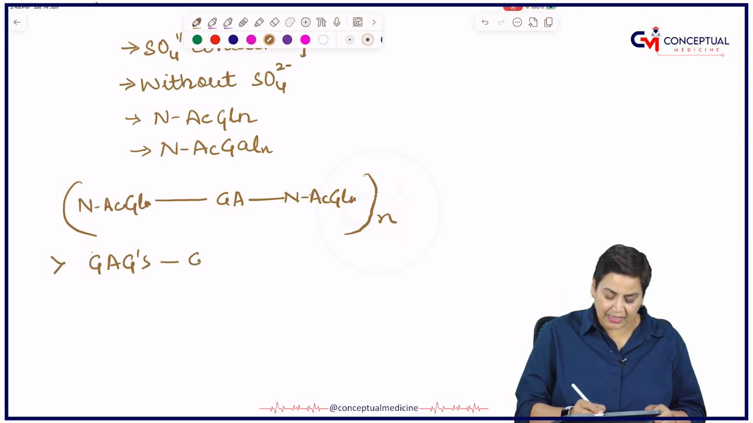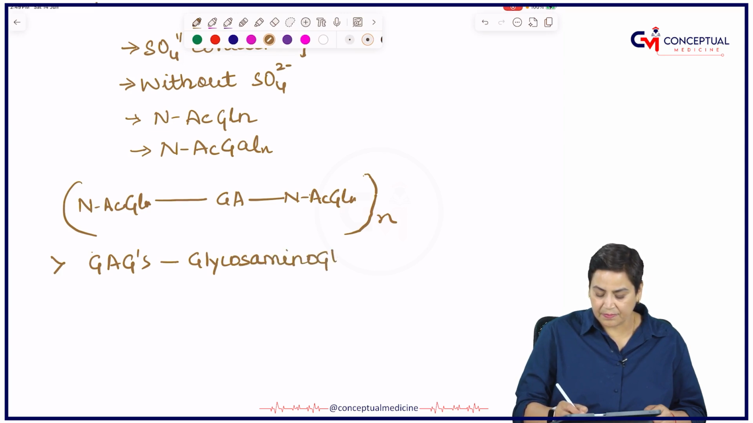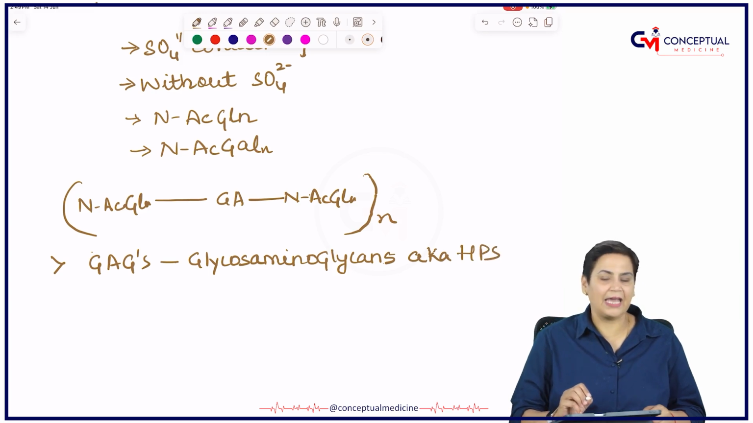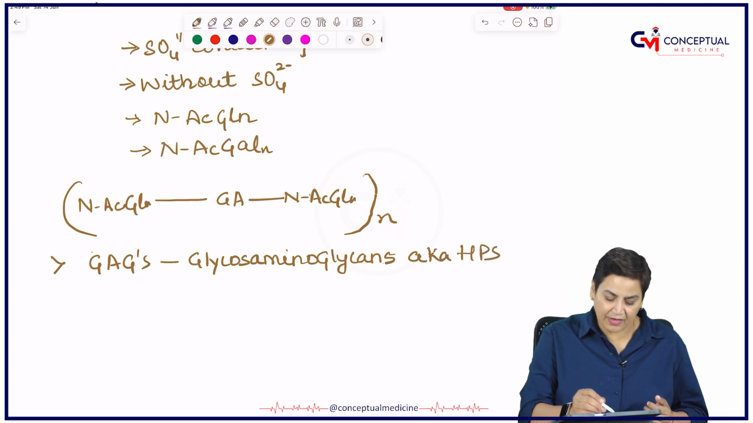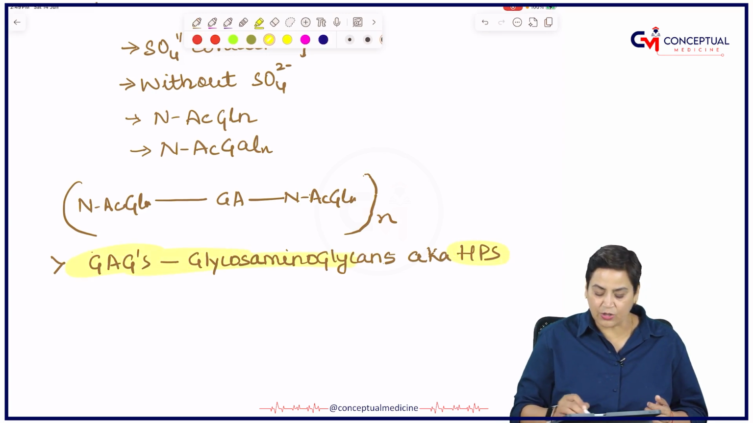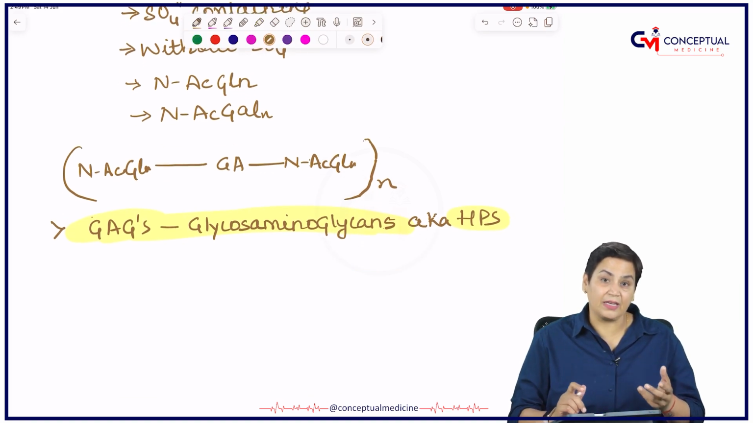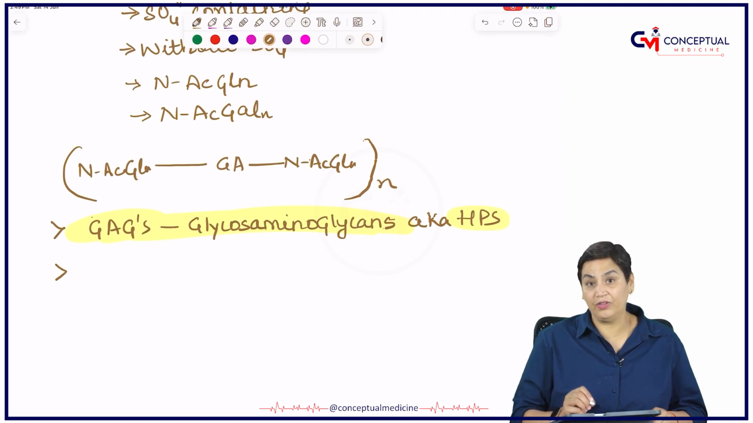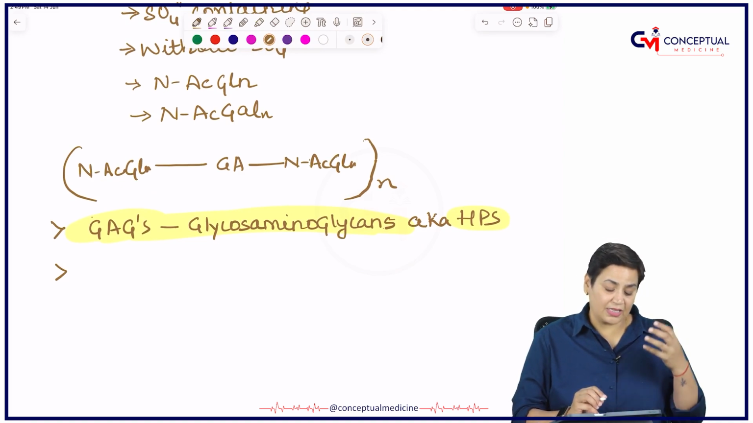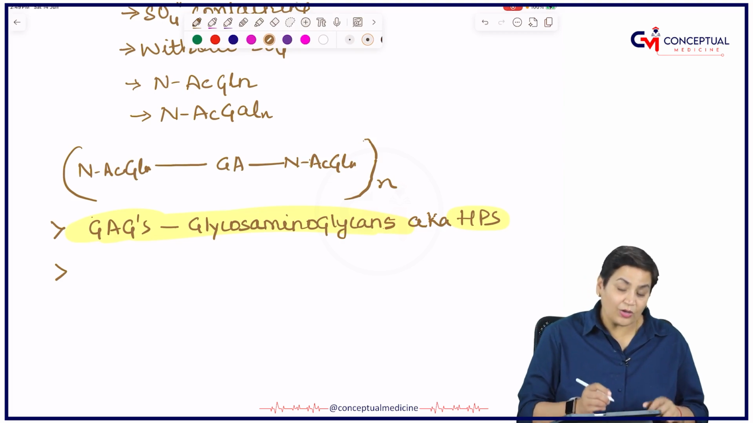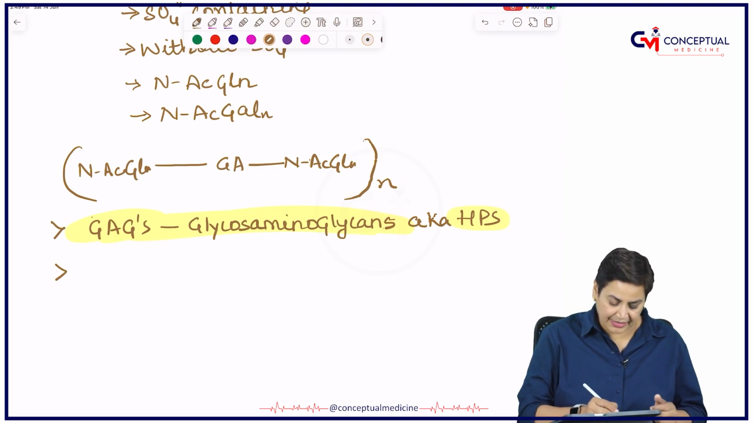Why? Because glycosaminoglycans. So I can simply say that the other name of heteropolysaccharides is GAGs, and this is the most common name. We refer to these heteropolysaccharides as glycosaminoglycans, and where they are present, they are basically present in the synovial fluid in the joints. They were first isolated from the cornea. So due to their occurrence and presence, they are also known as mucopolysaccharides.